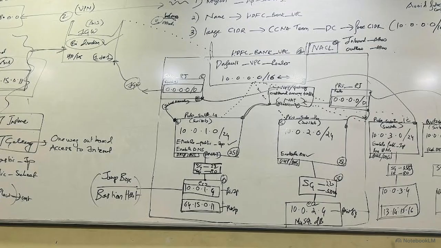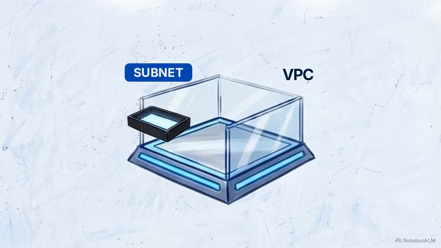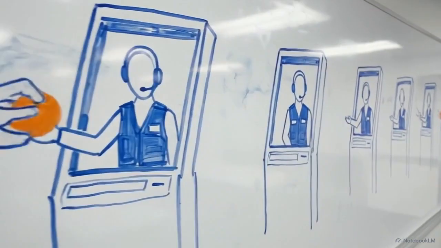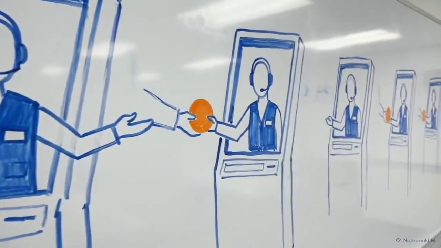Just past the gateway, we find the first set of rooms, labeled here as Pub Sub 1A. That sub stands for subnet. A subnet is just a walled-off room within the larger bank building. These specific public subnets act as the customer lobby. They house the web servers that function like digital tellers, ready to greet visitors and handle their requests.